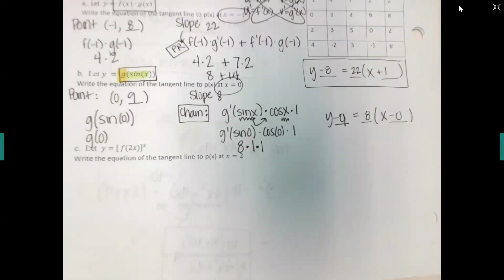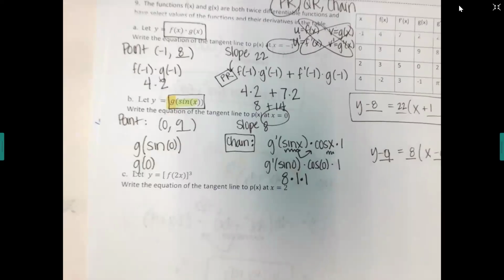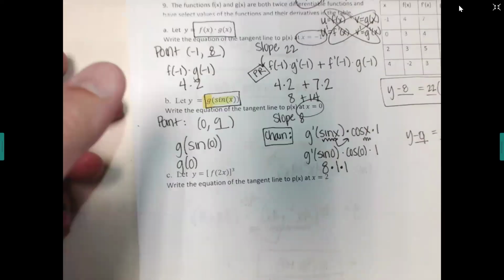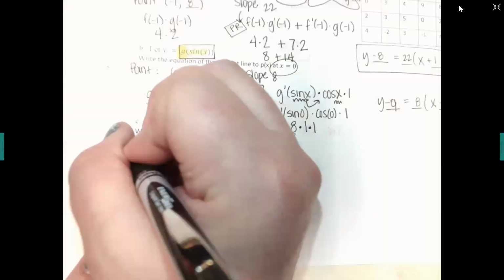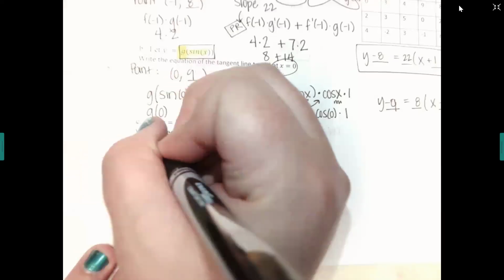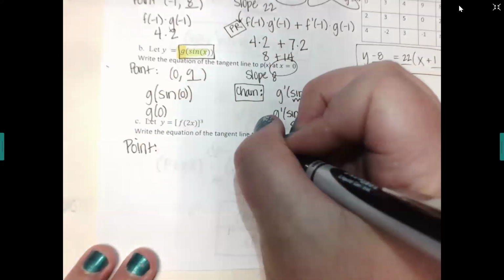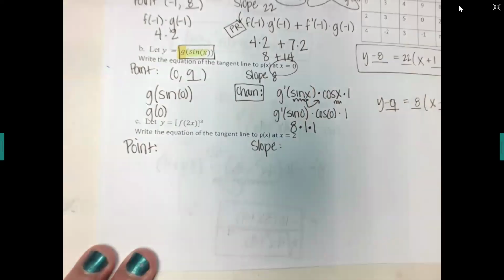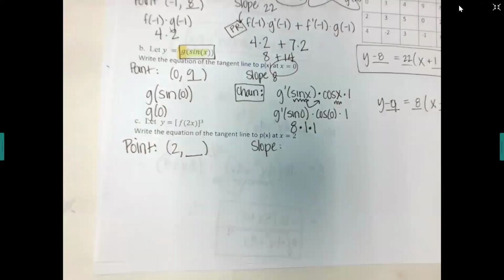Get the idea? All right, let's do one more like that. Take a look at letter C. Writing the equation of a tangent line. What 2 things do I need for an equation of a tangent line? Okay, a point and a slope. Now notice they're giving me my point. It's a 2. So 2 comma something. And then I'm going to plug my 2 into where the x is.